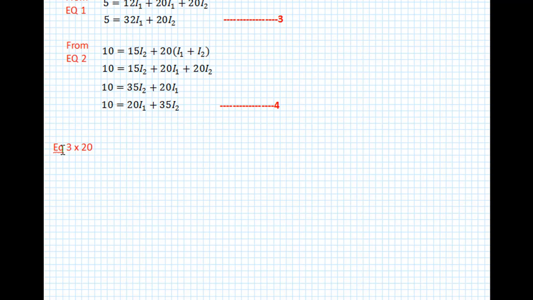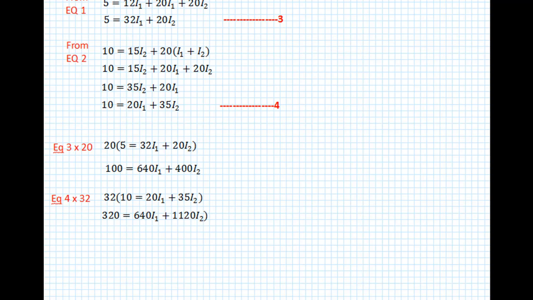Again, write it down so you can see what exactly you're doing. So we're going to multiply equation 3 by 20, so we end up with 20 times that, multiply them out, 100 equals 640 I1 plus 400 I2. Equation 4 times 32, we get 320 equals 640 I1 plus 1120 I2. So the I1 terms will now cancel out, and I suggest what we do is we subtract this equation from this one. We get 220 equals 720 I2.